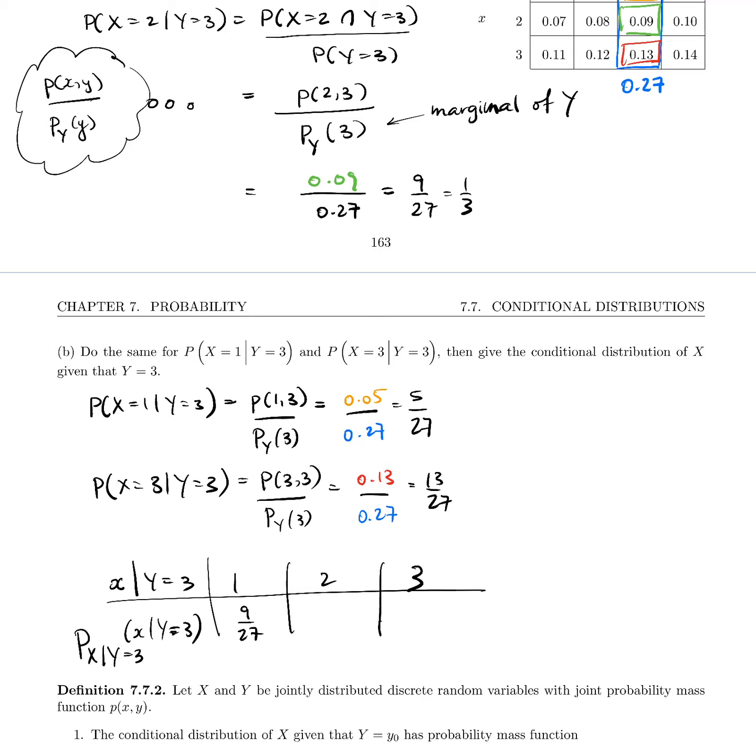Probability, no, I got that wrong. This was 2. So let's move that over. This probability of 1 given y equals 3 is 5/27. And lastly here we had 13/27. So the notation that we would use here is the probability of x given y is equal to 3, p sub x given y equals 3 of 1 given y is equal to 3 is 5/27. So it's just an example of how we would use that notation.